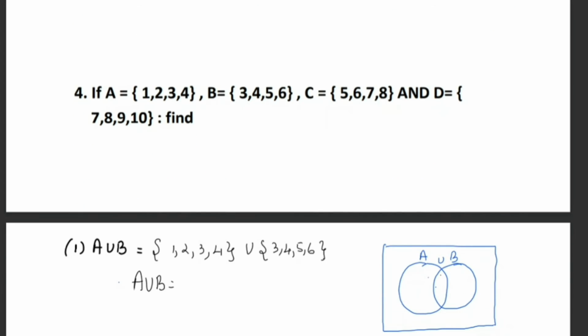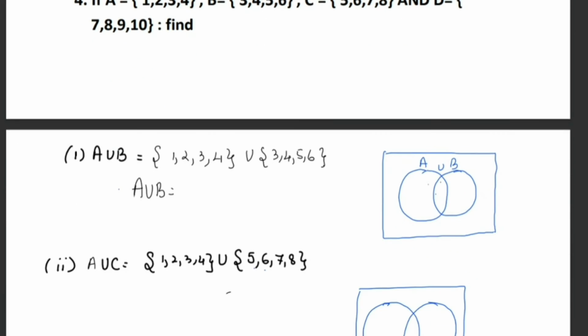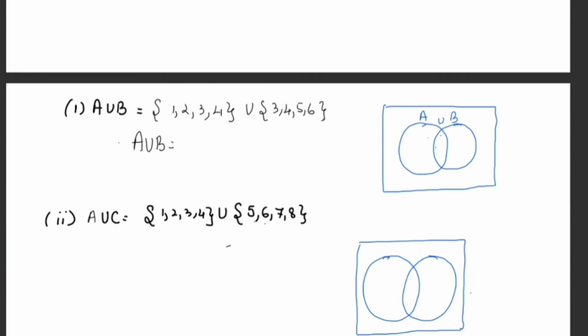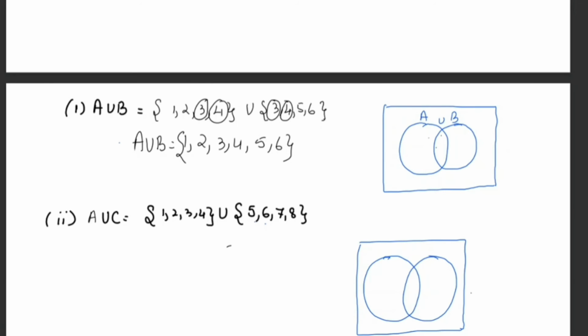fourth question, A, B, C, D are the sets given. So here a set of operations is to be done. First one is A union B. So we have to do the union: 3, 4 and 3, 4 are common. So 1, 2, 3, 4, common things one time. Done. This is our answer.